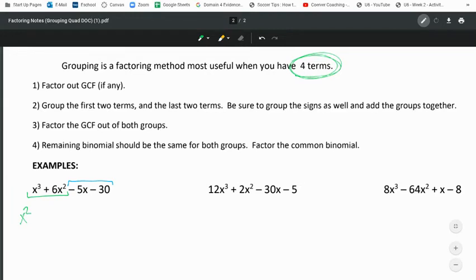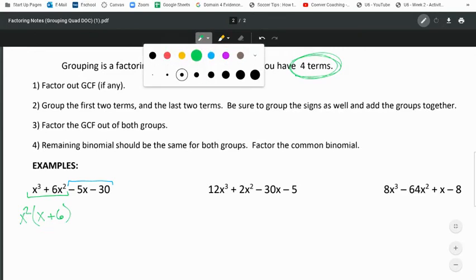So then I factor those 2 terms. I took out a GCF, and then inside the parentheses I have x plus 6. So if I were to distribute this x squared, I would get back to here. x squared times x gives me x cubed. x squared times 6 gives me 6x squared. Okay, so I do that with the first 2 terms.